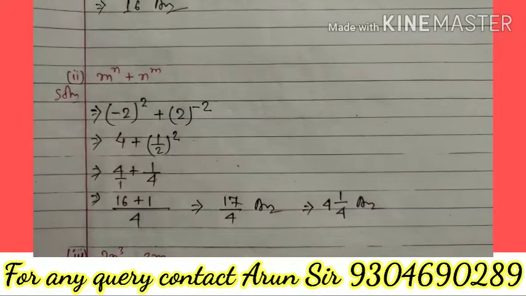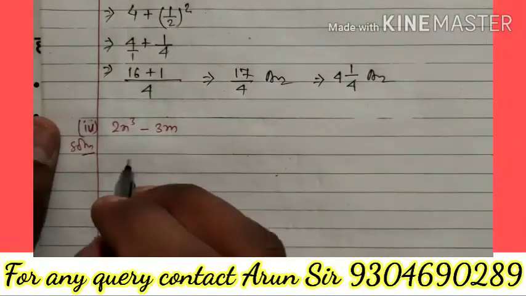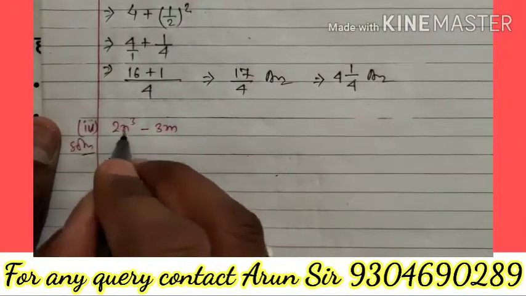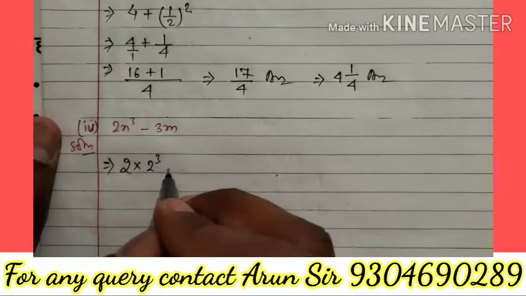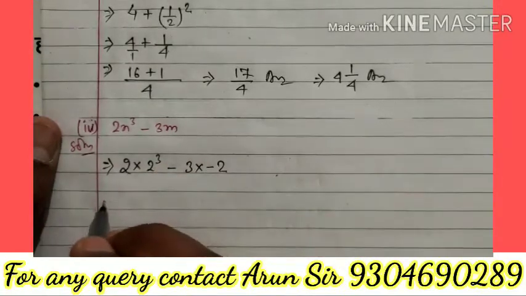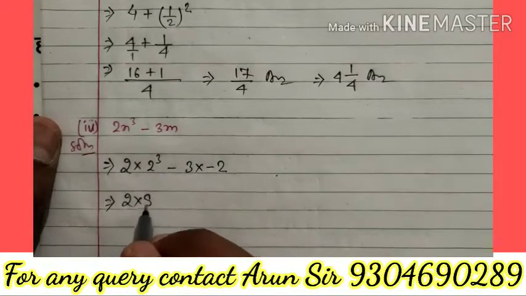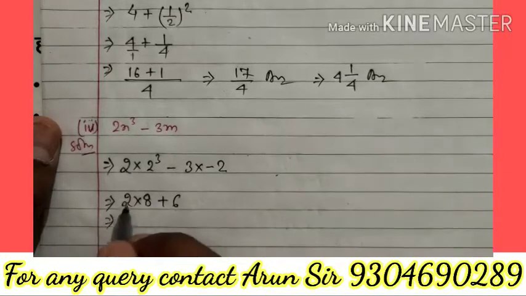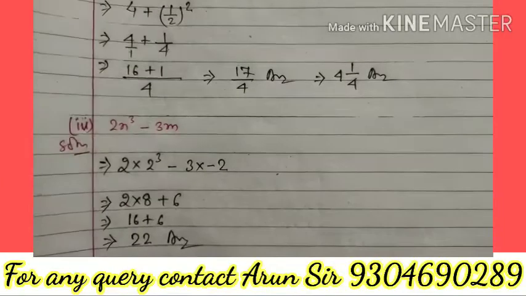Question number 4 says 2n cube minus 3m. 2n, the value of n is 2, 2 cube, n cube, it means 2 cube, minus 3m, 3 into the value of m is minus 2, 2 into 2 cube, 2 twos are 4, 2 fours are 8, minus into minus is plus, 3 twos are 6, 2 eights are 16, plus 6, 16 plus 6, 22. This will be your answer.